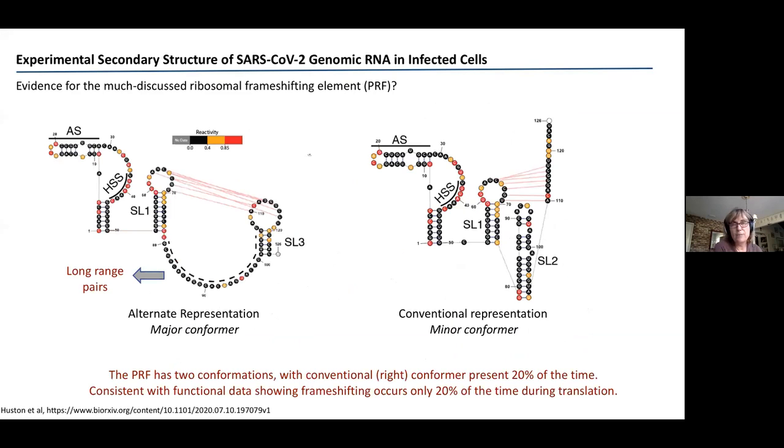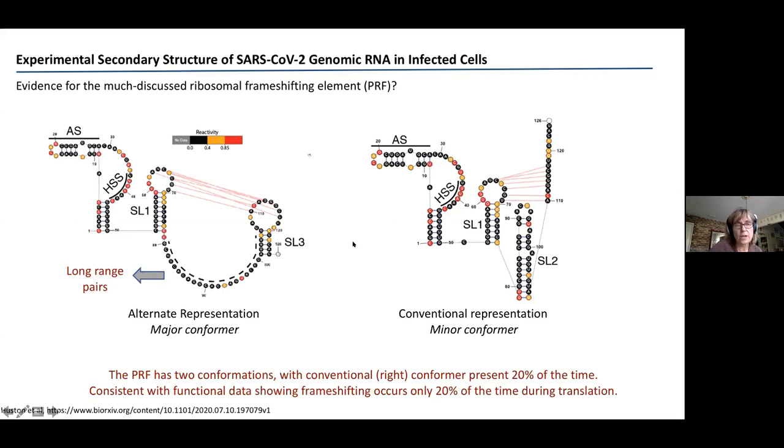And finally, the much discussed programmed ribosomal frame shifting element. That's an element within ORF1AB that controls the expression of that through programmed frame shifting by the ribosome. In the past, the PRF has always been modeled to look like this. Using our analysis, you can actually determine if that's the most prevalent structure, and we find it's actually a minor conformer.